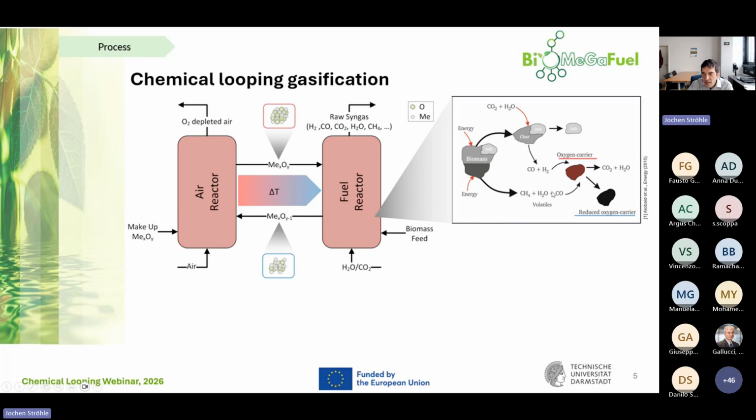And these volatiles then at least partly react with the oxygen carrier to form some CO2 and water vapor. But the remaining biomass, which is a char, is then gasified with steam and CO2 to produce some additional syngas, CO, water, hydrogen, and this is also partially oxidized to CO2 and H2O. So we have, in the end, a mixture of carbon monoxide, hydrogen, carbon dioxide, water vapor, and also some unconverted hydrocarbons at the exit.